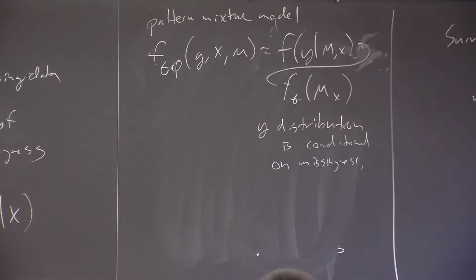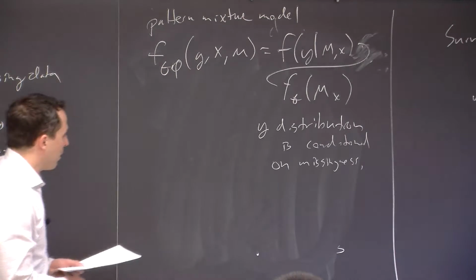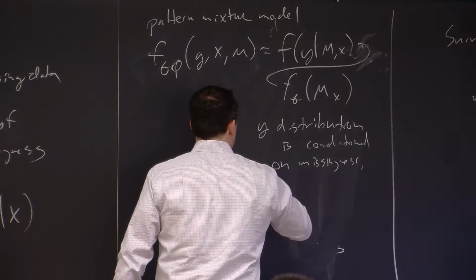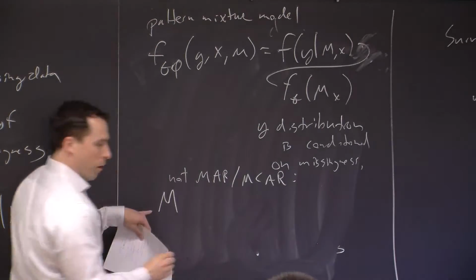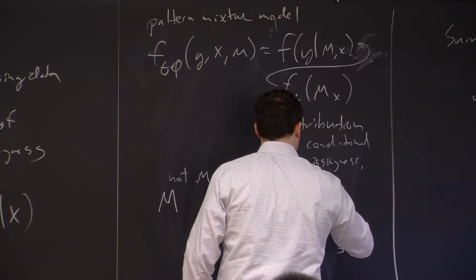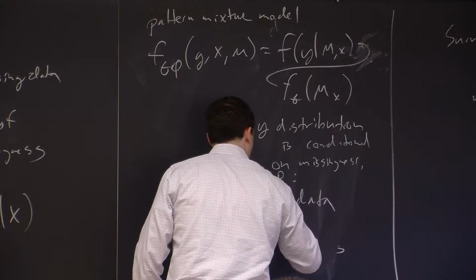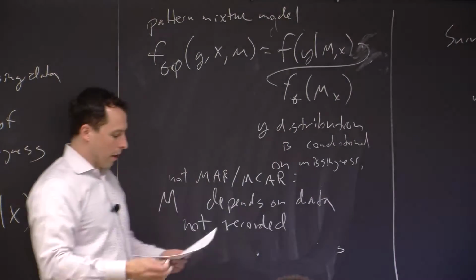So in these sort of models that aren't MCAR and MAR, what we have is that whether an observation is missing depends on information that has not been recorded. So not missing at random, not missing completely at random. Whether an observation is missing depends on data that was not recorded, right? And that dependence doesn't become conditional independence, it doesn't go away when I include more data.